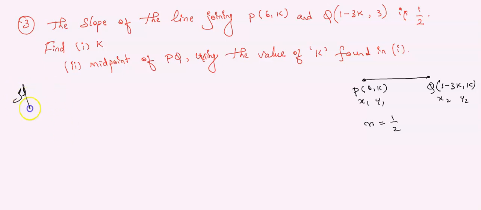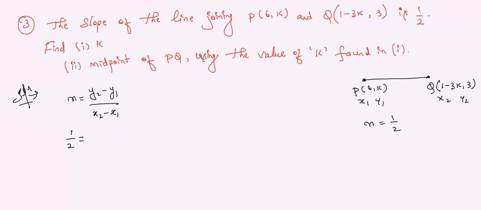To find that, we have the slope formula. We know that the slope m is equal to (y2 minus y1) by (x2 minus x1). The value of m is 1 by 2, which is equal to y2, that is 3, minus y1. y1 is how much? y1 is k. Sorry, Q is (1 minus 3k, 3). This is 3. Okay, good.